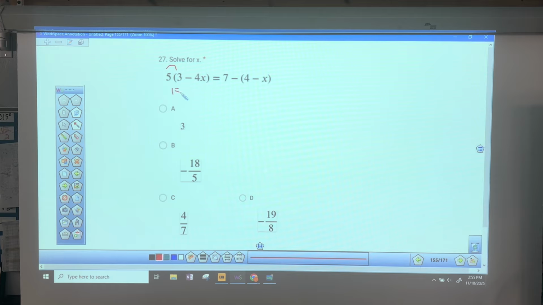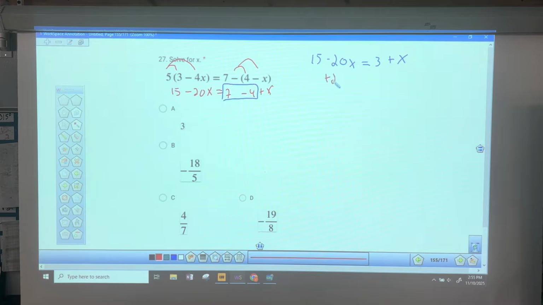5 times 3 is 15. 5 times negative 4 is negative 20x. Don't forget the variable. Is equal to 7 minus 4 plus x. Now we're going to combine like terms. We have a 7 minus 4 here on the same side. So this is going to generate 15 minus 20x is equal to 7 minus 4 is 3 plus x.